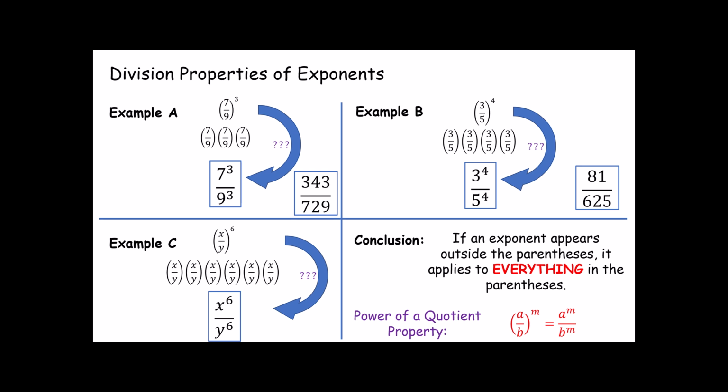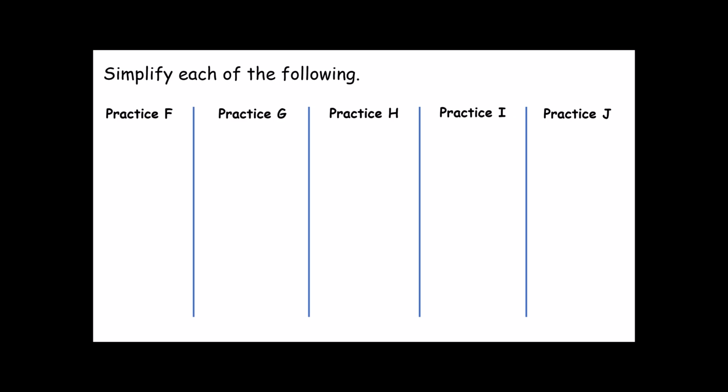Let's try a few of these. How does this one look? 5/11 to the 11th. We'll just give this 11 to both of them. 5 to the 11th and 11 to the 11th. Normally we would put this into standard form, but in my class I tell my students if it's going to be an unreasonably large number, we go ahead and just leave it. I would never expect my students to do 5 to the 11th by hand. It's not worth the trouble.